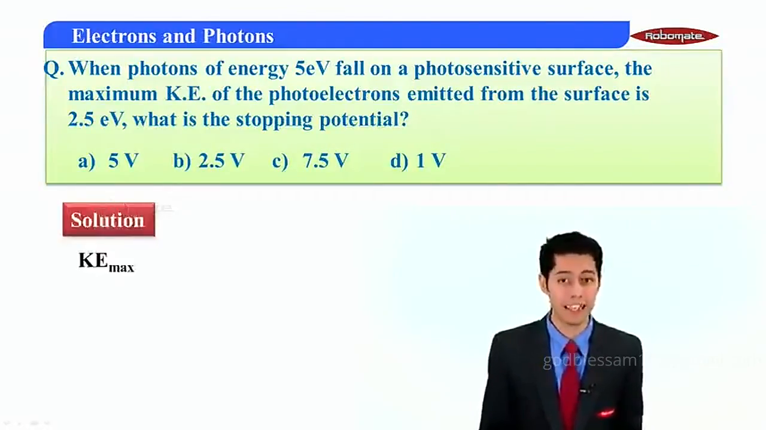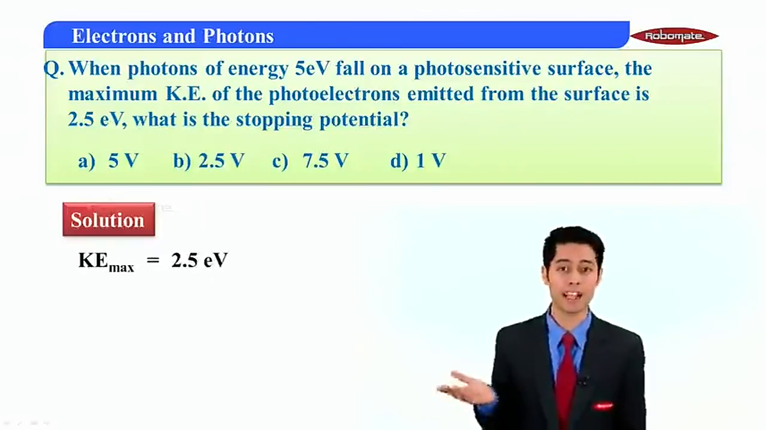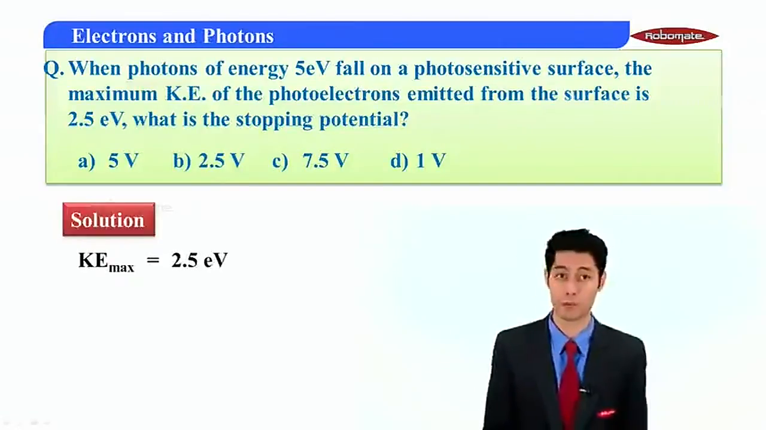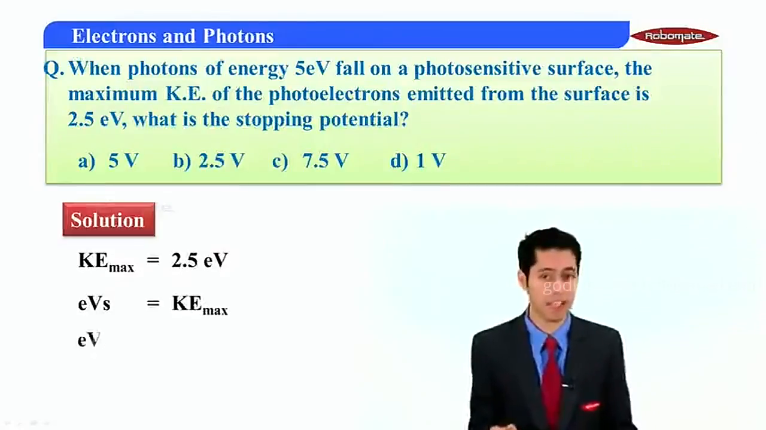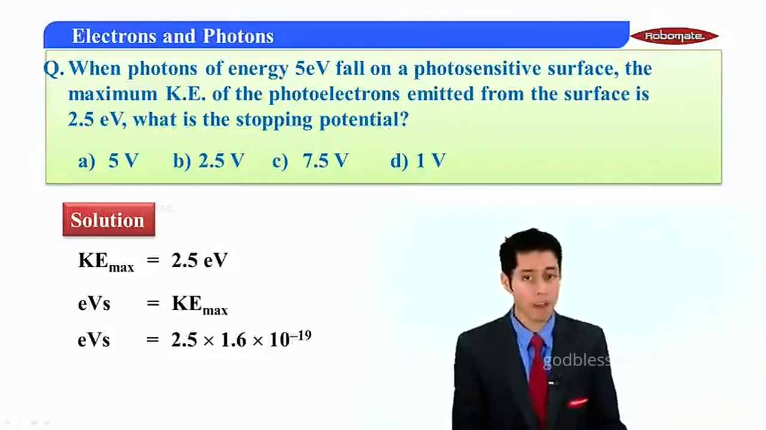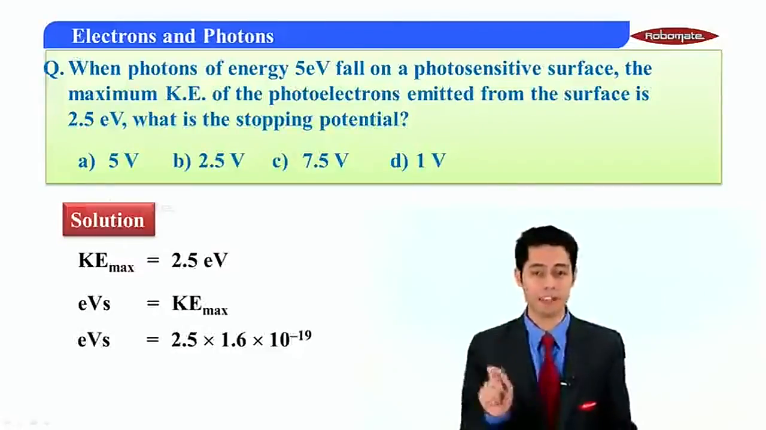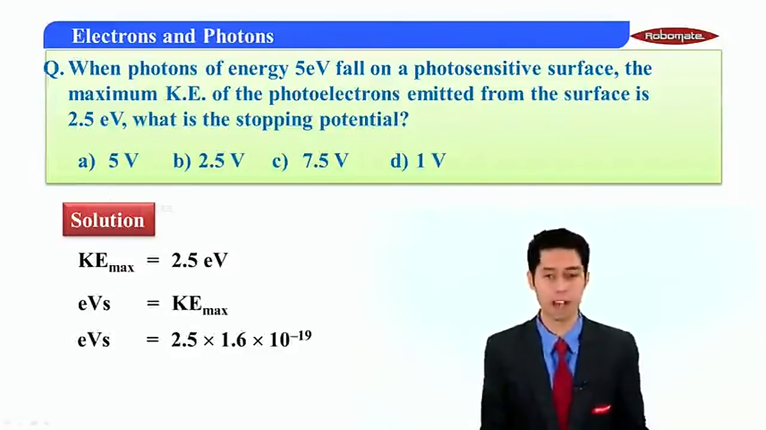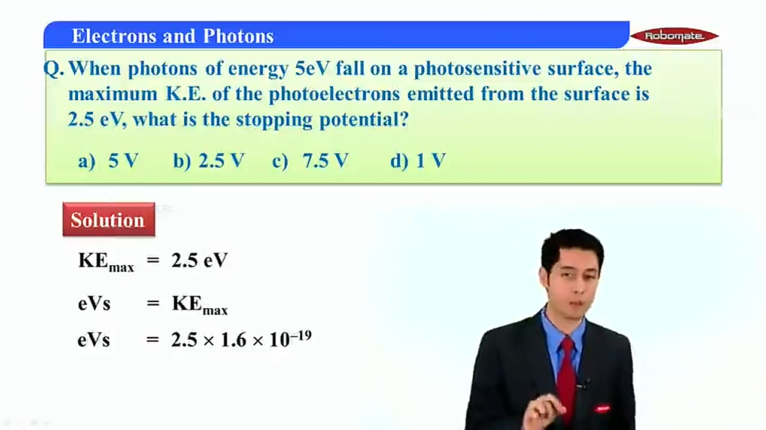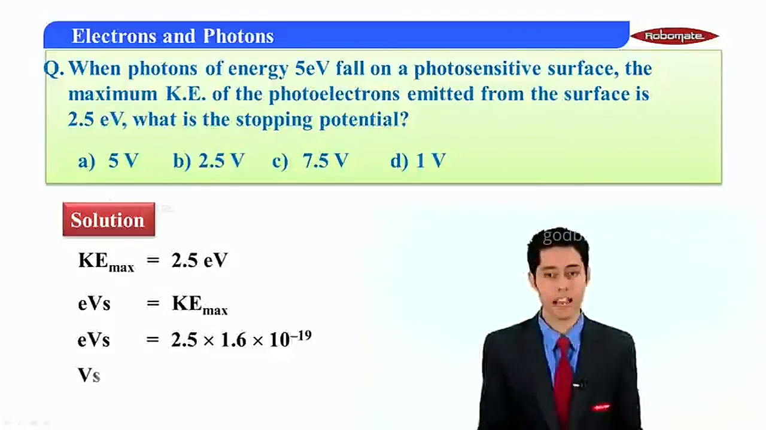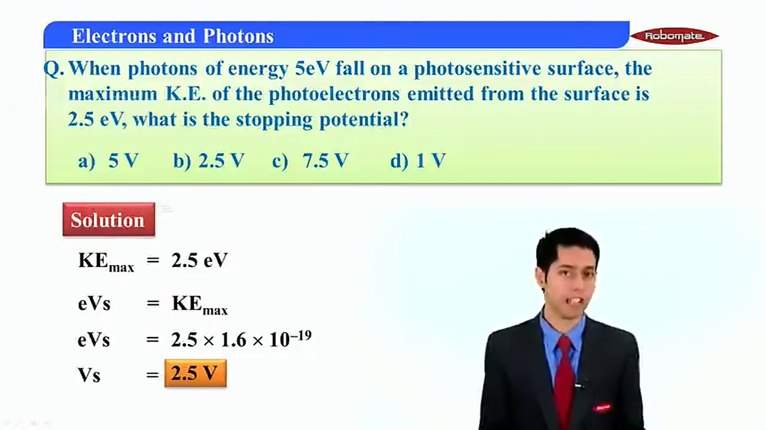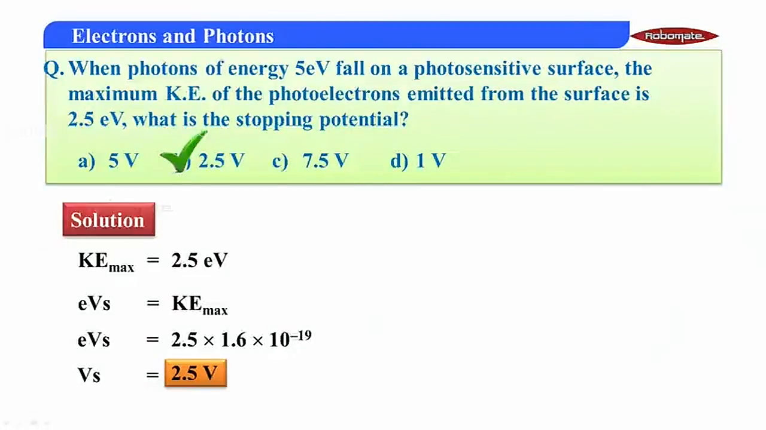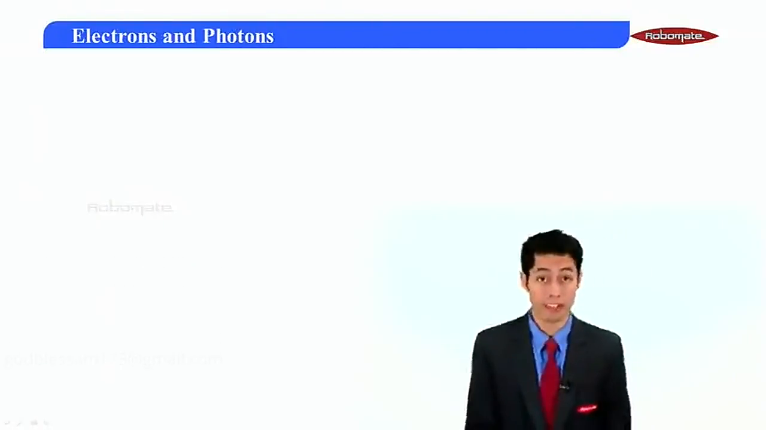Now if there is kinetic energy that is given to you, we know that KE max is 2.5 electron volt. But we also know that KE max is eVs, which is actually 2.5 volt. Now I know that 2.5 electron volt can be written as 2.5 into 1.6 into 10 to the power minus 19. So can I say that Vs will come out to be 2.5 volt. So that is how we solve a simple problem based on the kinetic energy. We move ahead to the next problem.